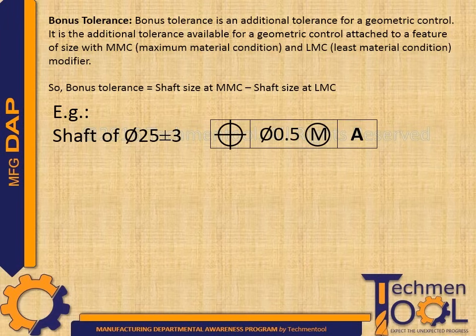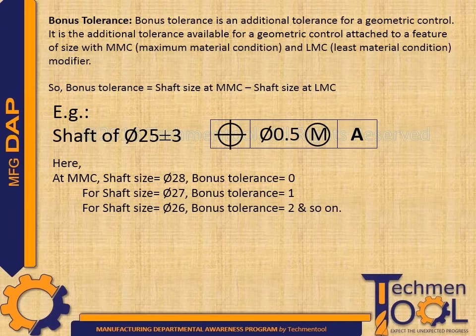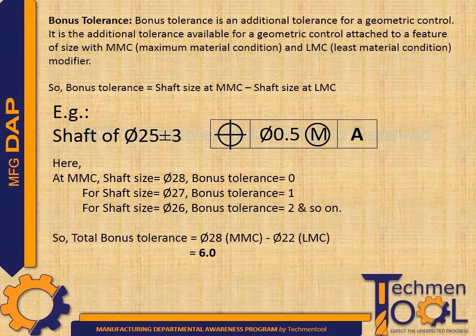Example, shaft of diameter 25 plus or minus 3. Here at MMC, shaft size is equal to diameter 28, so bonus tolerance is 0. For shaft size diameter 27, bonus tolerance is 1. For shaft size diameter 26, bonus tolerance is 2, and so on. So total bonus tolerance is equal to MMC minus LMC, that is diameter 28 minus diameter 22, that is equal to 6.